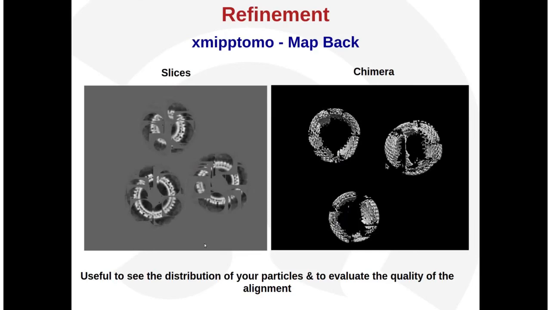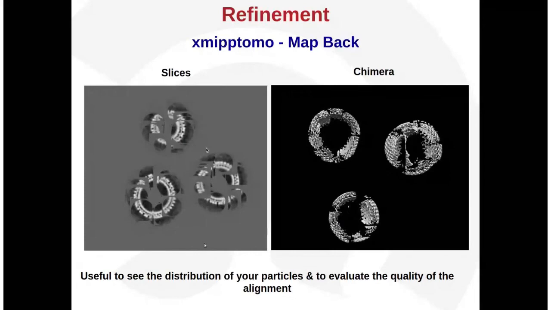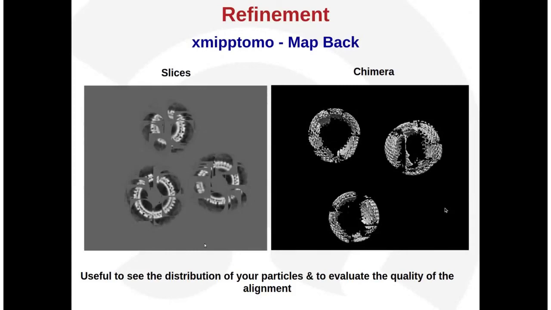We will show how to display it by slices, and also in Chimera. And it is useful to see the biological distribution of your particles, so to see the biological context of the protein that you are studying, but also to evaluate the quality of the alignment. As we were saying, it is not possible that we have particles that are perpendicular to the surface of the viruses, because we know that the proteins are not like that. So if we find some particles that are like that, it means that the alignment has failed. So it can be used for both.